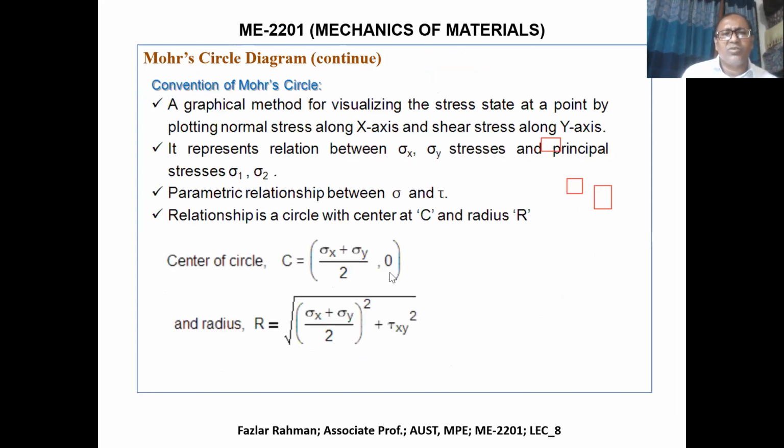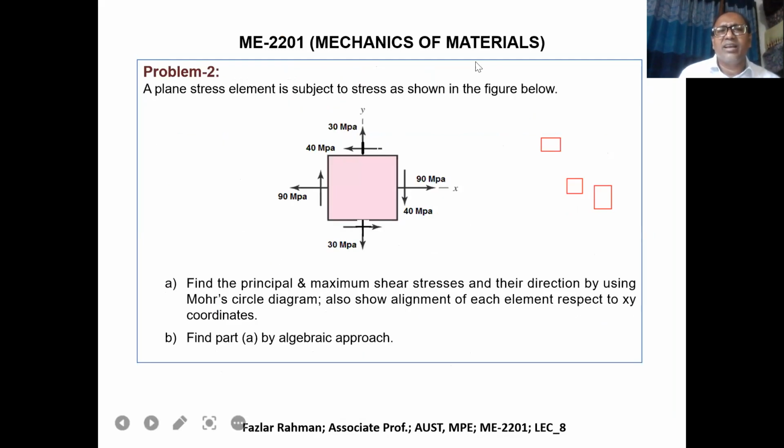This is for Mohr's circle convention, and we'll discuss it later on. I think I solved this problem in the MathCAD file, and I feel you can easily solve it. What will be the value from here? You see the value of sigma x. Sigma x will be 90, right? 90. What will be sigma y? 30, positive. What will be the tau value?